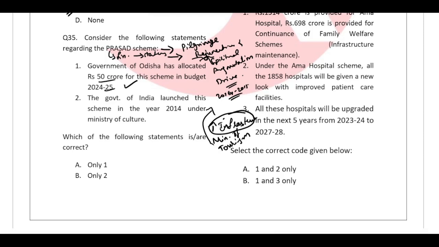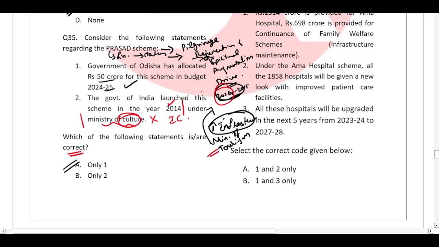The year 2014 was correct, but the Ministry of Culture part is wrong. So you need to be aware of both the facts in this statement. Even though this was correct, it was launched by the Ministry of Tourism and not Ministry of Culture. So this is incorrect. Now which of the following statements are correct? Only option number 1. Only one is the correct answer for question number 35.